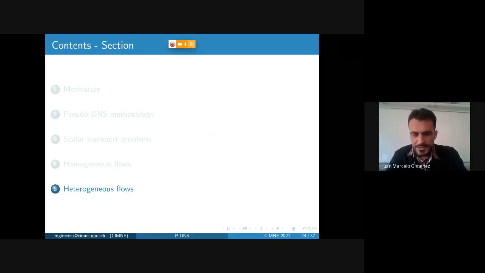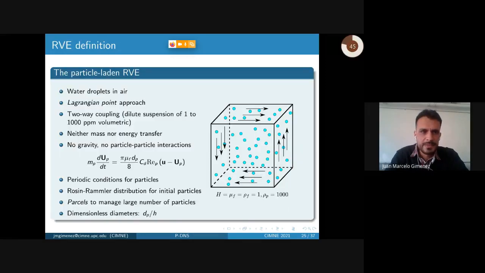Well, with these encouraging results, we are now turning our attention to the solution of heterogeneous flows. In particular, we are dealing with multiphase flows. We start with maybe the most classical multiphase flow, the system of water droplets in air. So we have to propose an RVE containing particles. Here I itemize some items regarding the strategy.